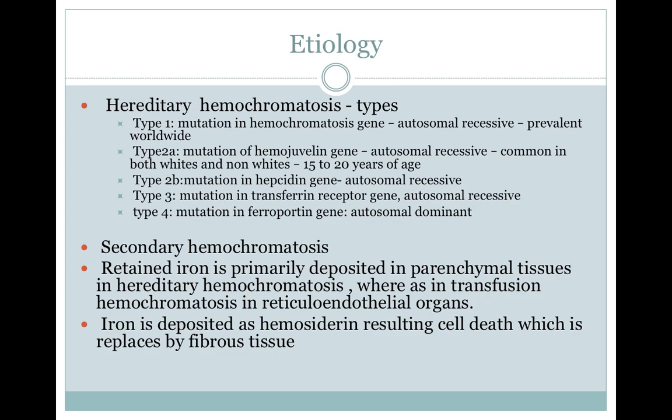So hereditary hemochromatosis is associated with the different types, with mutations of the various proteins that are associated with the iron metabolism, ultimately resulting in the excess of iron in the body.